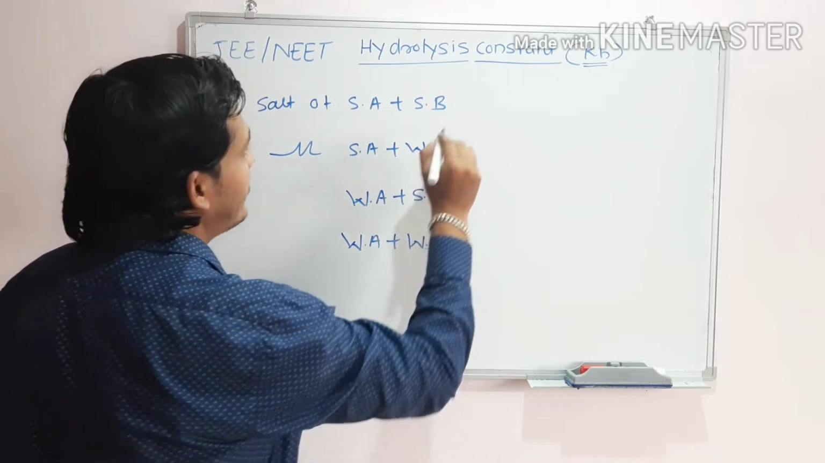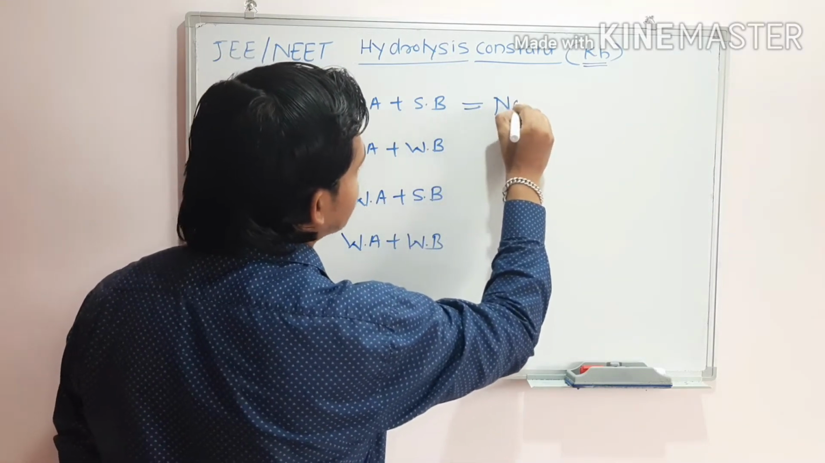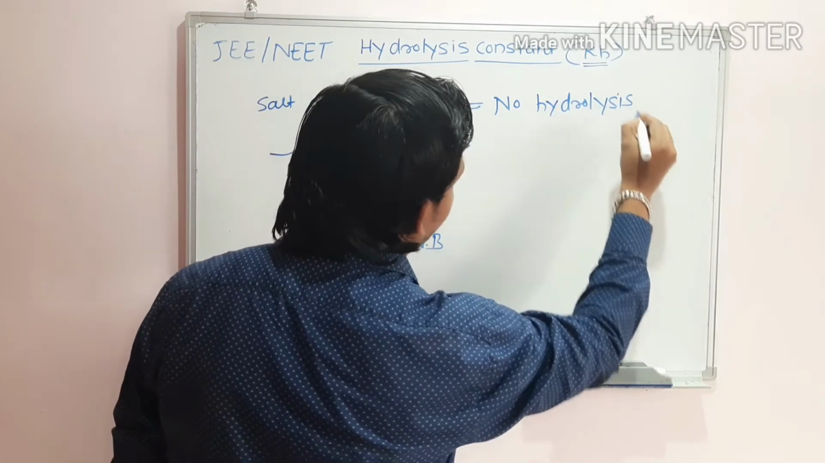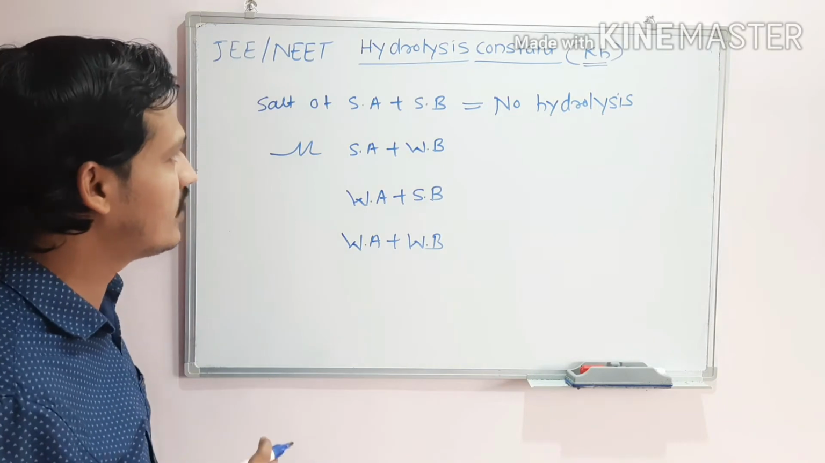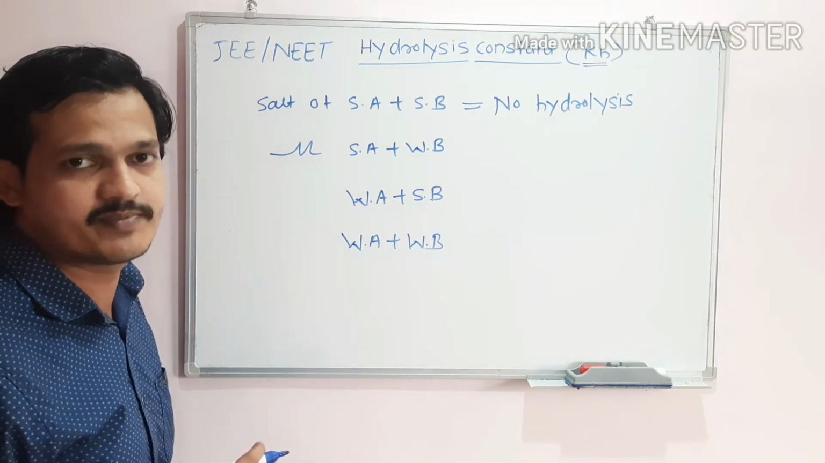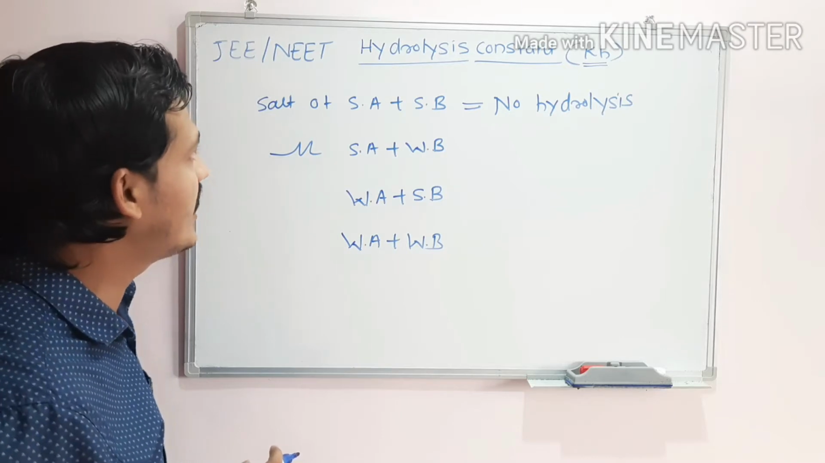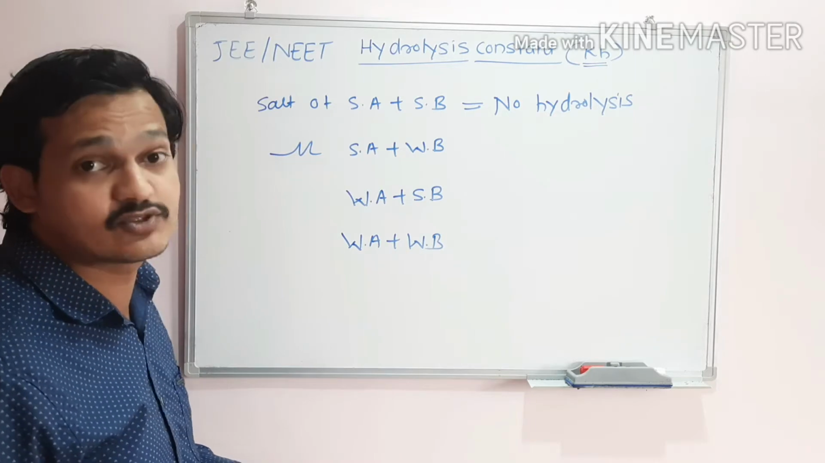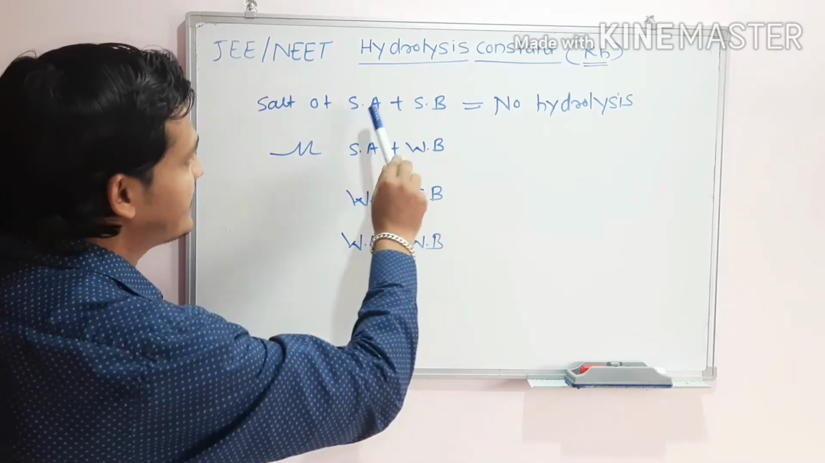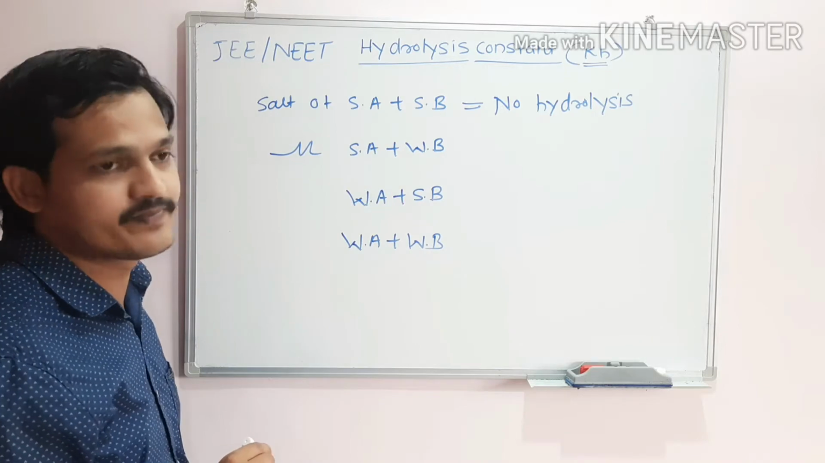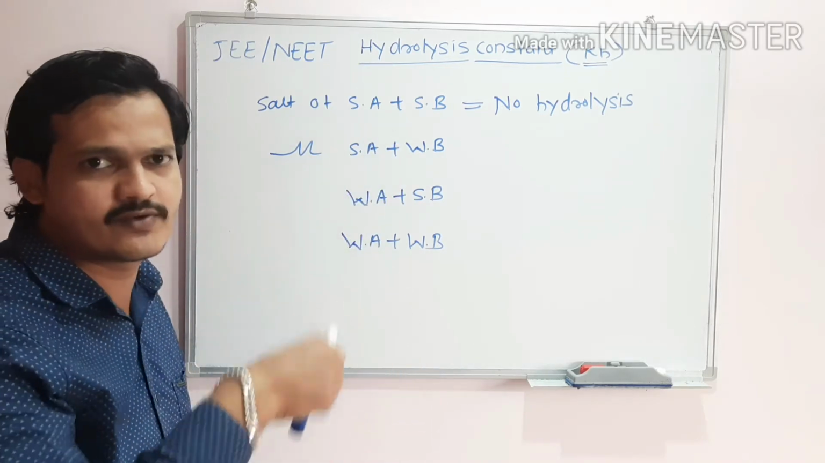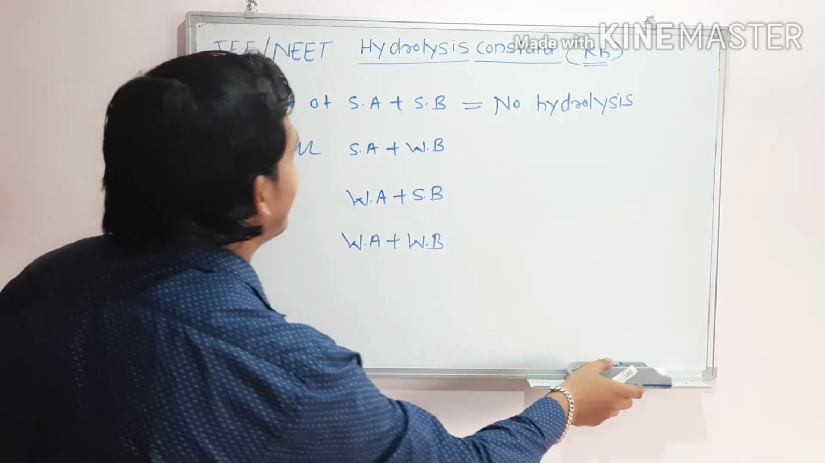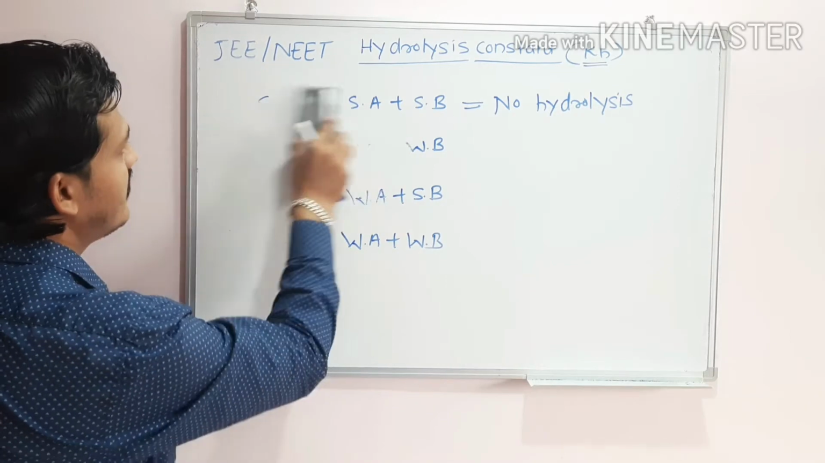We have to find hydrolysis of salt, but in case of strong acid and strong base no hydrolysis takes place, because the solution will be neutral. So we have to find hydrolysis constant for the remaining three types of salt. Example, NaCl dissolved in water, the pH of the solution will be neutral. Now let us go to another type.